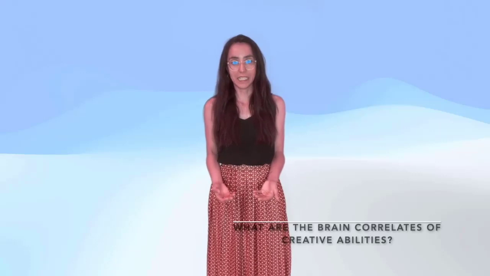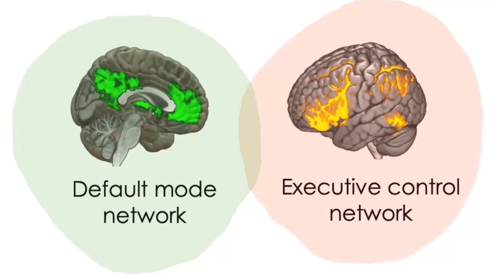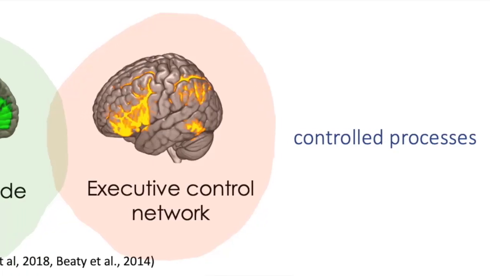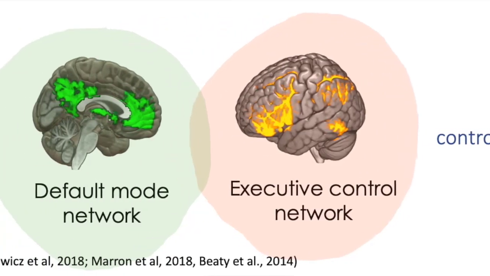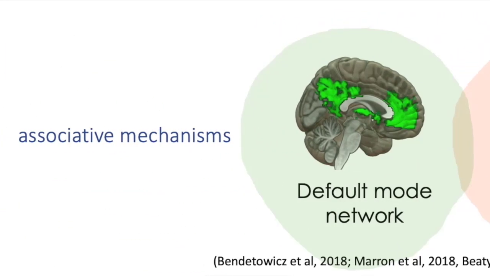But what are the brain correlates of creative abilities? Several research studies in the neuroscience of creativity have shown the role of the default network in interaction with the executive control network in supporting creative abilities. The default network supports more associative mechanisms that are important for creative abilities, and the executive control network supports more control processes that interact with these associative processes during the generation of creative ideas.